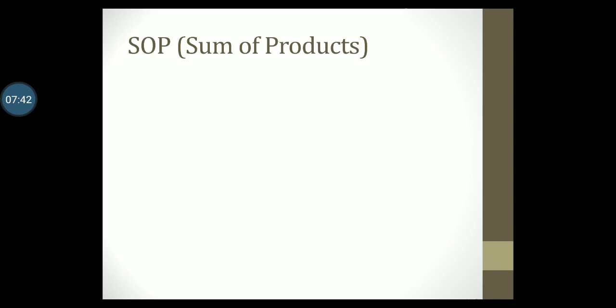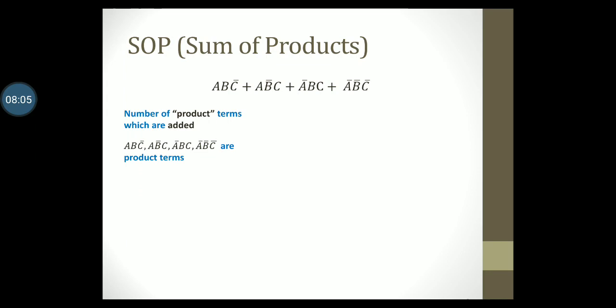Just a quick recap to help you recollect what is SOP. SOP stands for sum of products. This is an example of an SOP expression which is in standard form. It is made up of product terms which are added. Hence we say sum of products. The product terms are A B C bar, A B bar C, A bar B C and A bar B bar C bar. These product terms are also called Minterms.